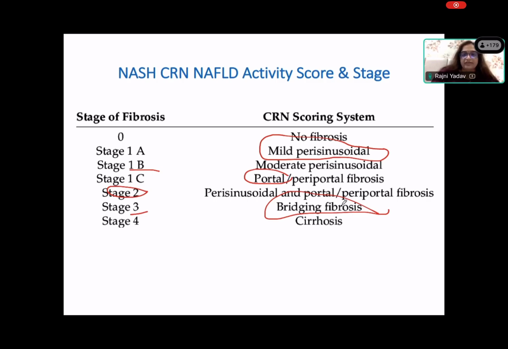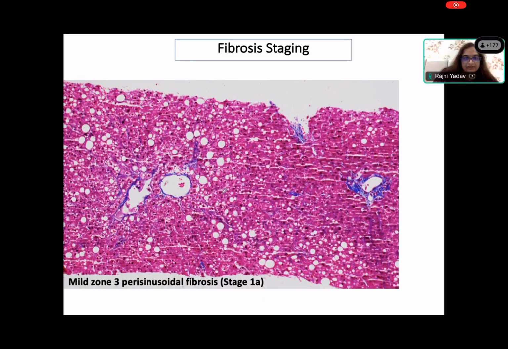The irreversibility starts from here. Though nowadays we know that bridging fibrosis and even cirrhosis are partly reversible, it is still a significant fibrosis stage. Then once you see a nodule, that's stage 4. These are the examples. In this case, this is the central vein, and there are minimal blue strands going out from the vein along the sinusoids. That's the very delicate and earliest stage, fibrosis 1A.